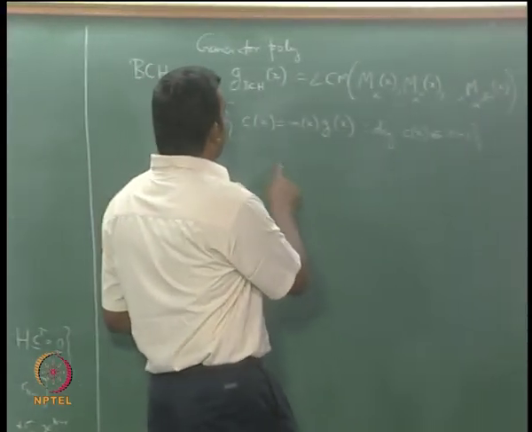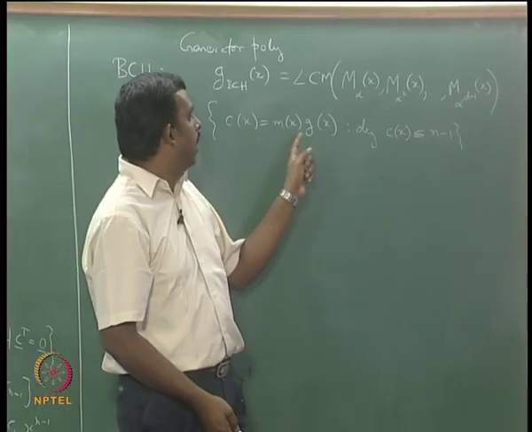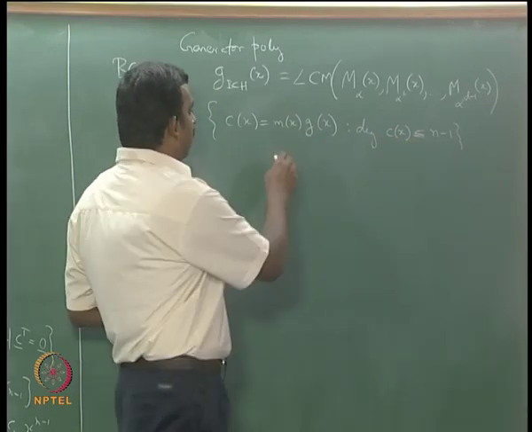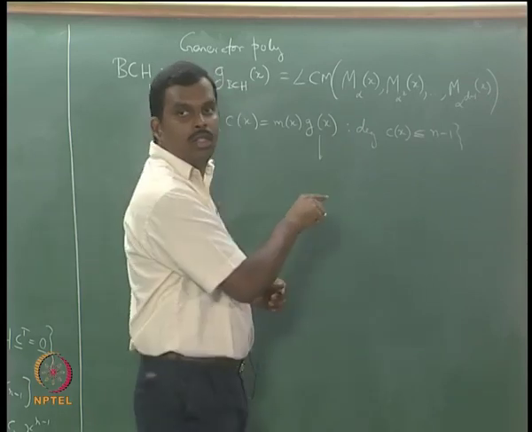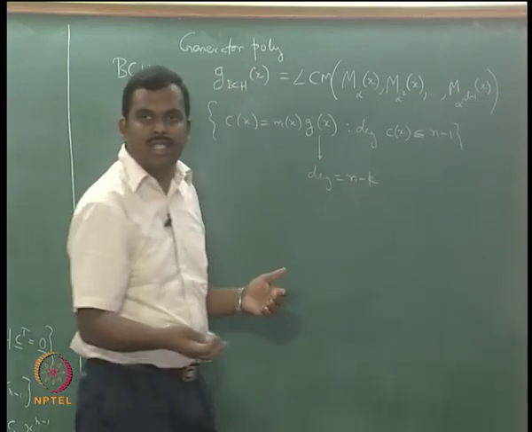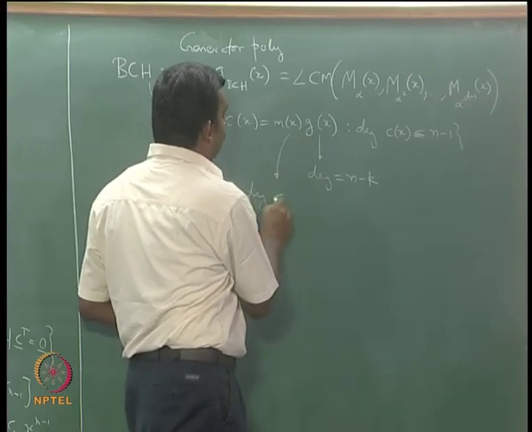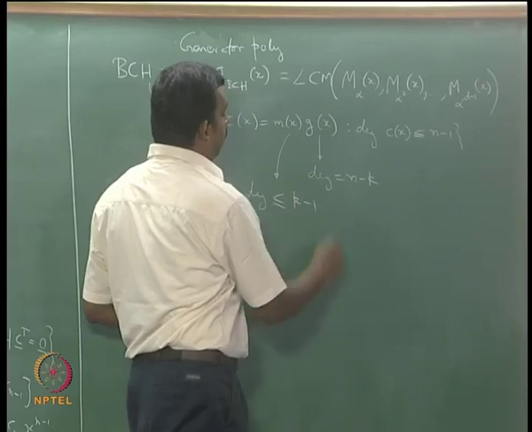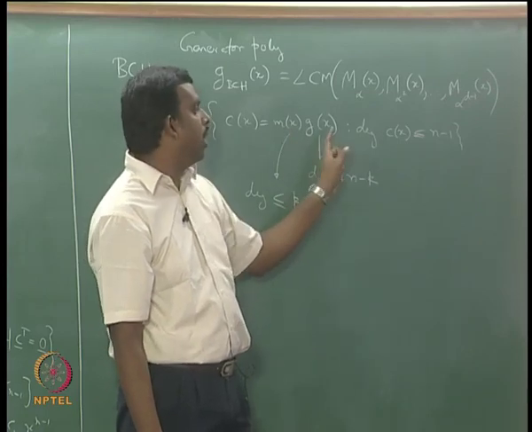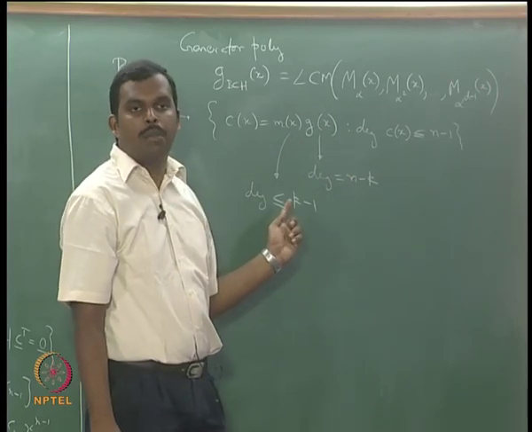So clearly now it is very easy to count the size of the code. C of x is all possible m of x times g of x, such that the degree is less than or equal to n minus 1. So all you have to do is look at the degree of this g of x. Suppose the degree is n minus k, for some k. Then you can show that m of x has to have degree less than or equal to what? k minus 1. Multiplying these two, g has degree n minus k. If I want the product to have degree less than or equal to n minus 1, I should have for m of x degree less than or equal to k minus 1. So that is the only constraint.